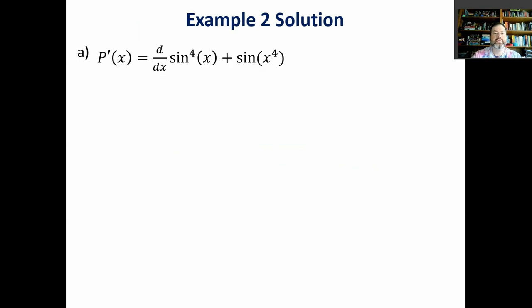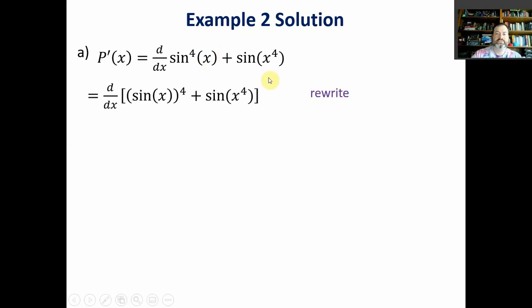So the derivative is just the derivative of this whole thing. Now what we're going to do is rewrite this sine to the fourth as sine of x to the fourth. Now, those are logically equivalent. These two things mean the same thing. But it's hard to see what the inside function is here. Remember, we're going to need the chain rule. So when you write it like this, it's much easier to see that our sine of x is the inside function, and the u to the fourth is going to be our outside function.